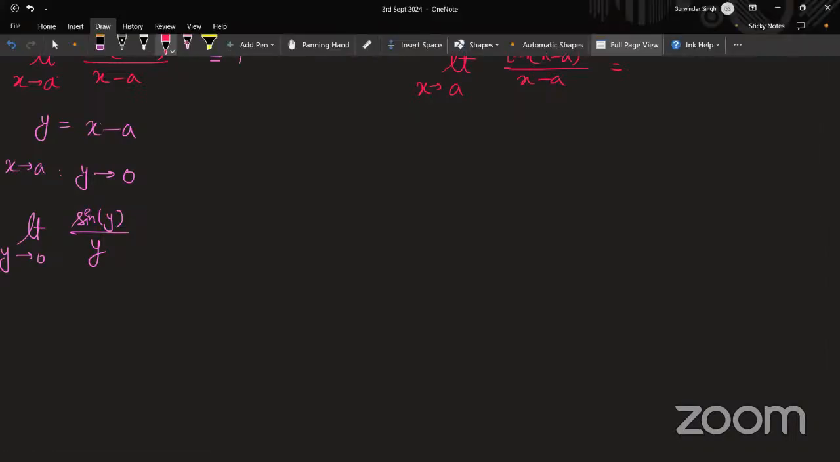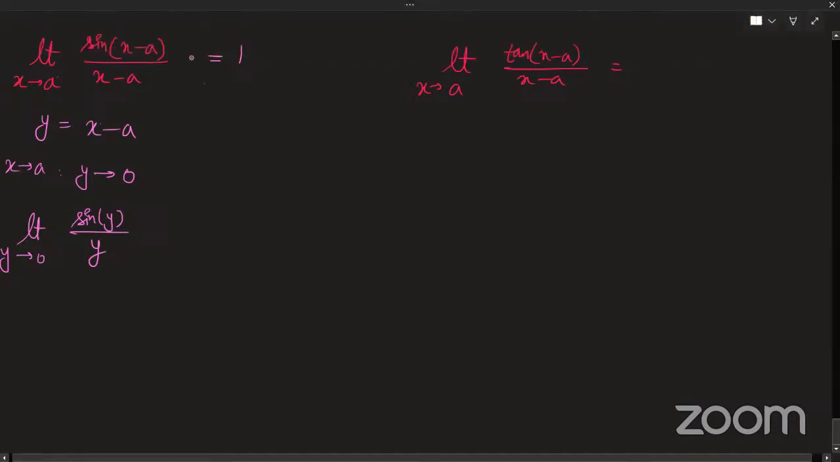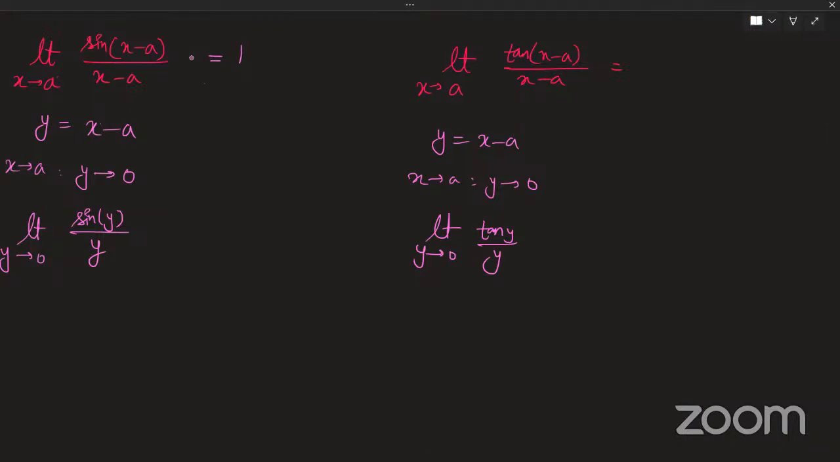Same thing here. I will make my y as x minus a. So where will my y tend to now? Again 0. So this thing is limit y tends to 0 of tan y by y. What is this equal to? 1. Is this equal to 1? Yes, sir.